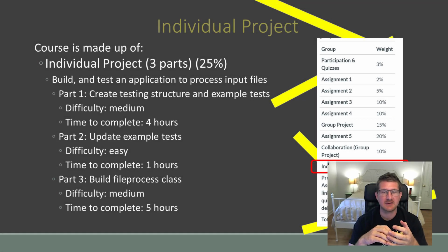Lastly, let's take a look at the individual project. The individual project is the last assignment that you'll have for this course. So it was assignment 1, 2, 3, 4, group project, assignment 5, and then lastly, the individual project.